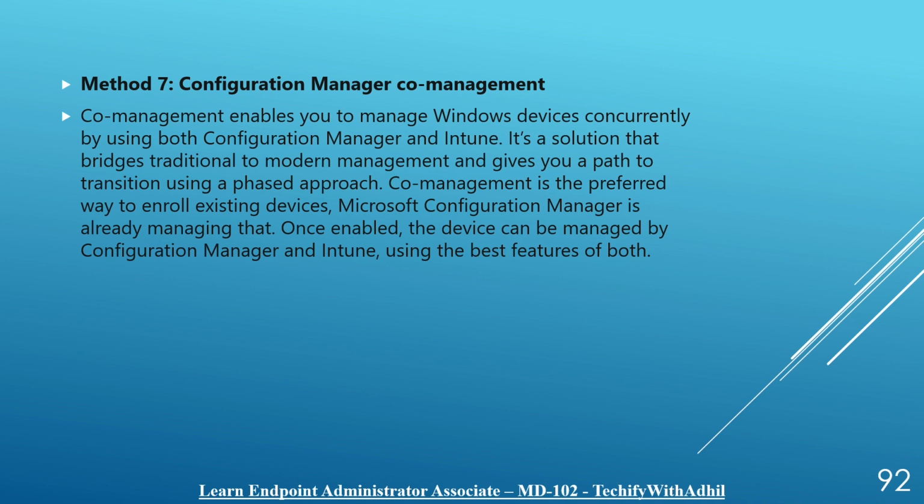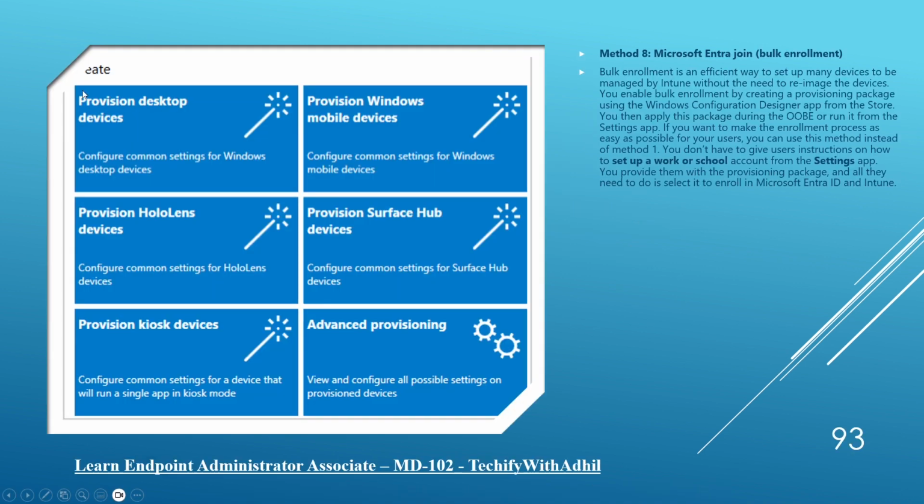We can compare this one to a hybrid setup, because the PC or machine already has the traditional way of managing through Configuration Manager, and we are adding it to Intune management. So it can be managed by both. It's like a transition phase. It already has the existing Configuration Manager management, and we are bringing it into Intune. This kind of setup is method 7.